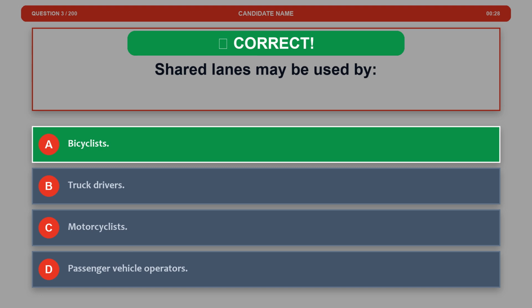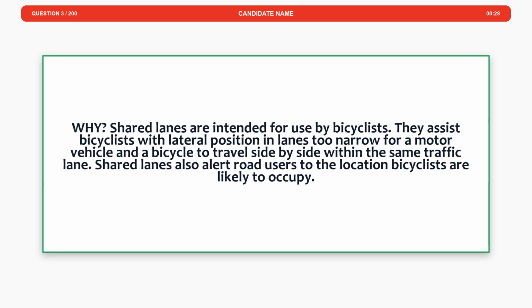The correct answer is option A. Bicyclists. Explanation. Shared lanes are intended for use by bicyclists. They assist bicyclists with lateral position in lanes too narrow for a motor vehicle and a bicycle to travel side by side within the same traffic lane. Shared lanes also alert road users to the location bicyclists are likely to occupy.